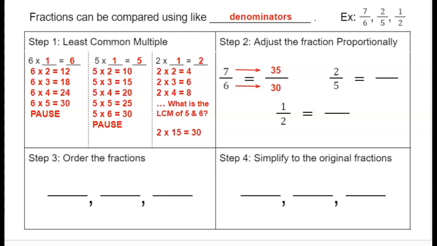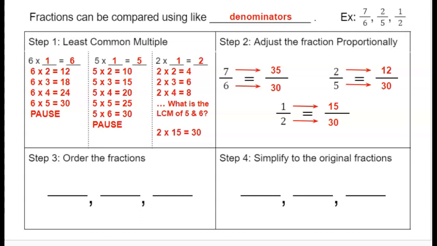So we have 35/30. Next we have 2/5. We turn our 5 into a 30 by multiplying by 6. And we do the same to the top. 2 times 6 is 12. Finally, we find that 2 times 15 is 30. And what we do to the bottom, we do to the top. Keep it proportional. So 1 times 15 is 15.